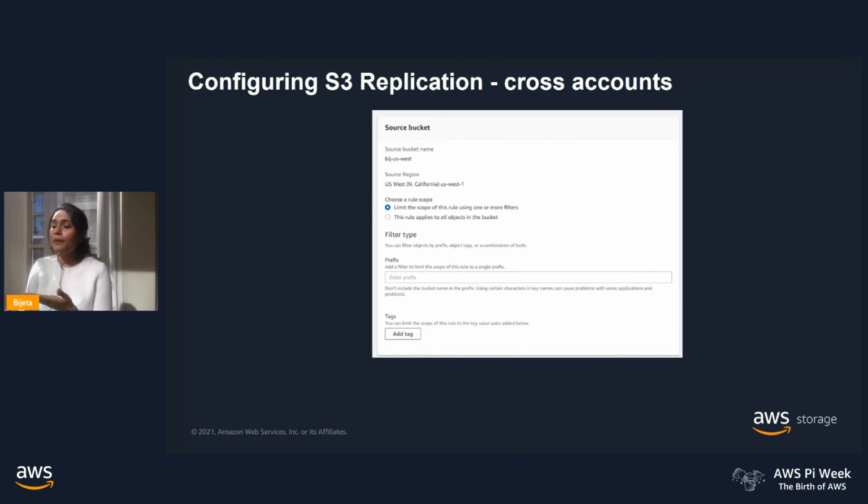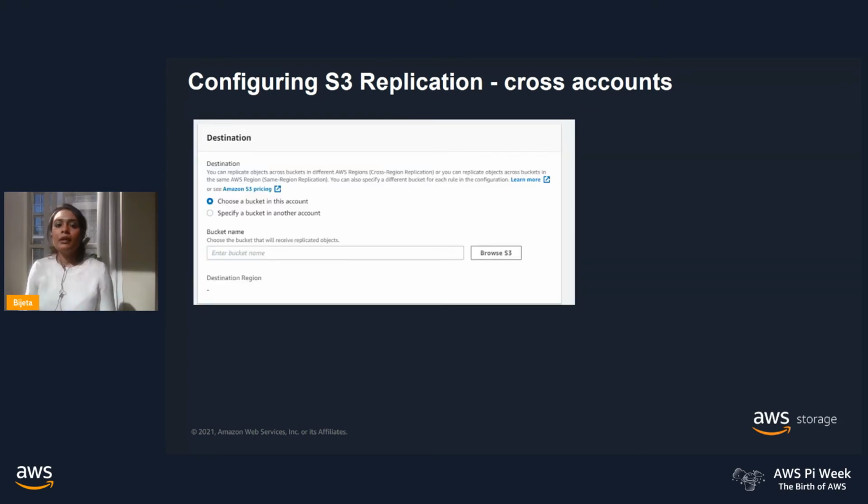Next, you choose the objects to replicate. You can either choose to replicate the entire source bucket or choose a subset of those objects by specifying a prefix in your source bucket or the object tags that identify that specific set of objects. As a next step, you choose the destination bucket to replicate to. And here you will see the option to replicate to a bucket in another account.